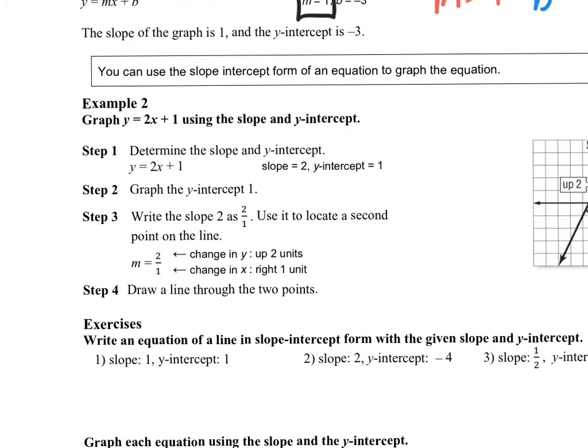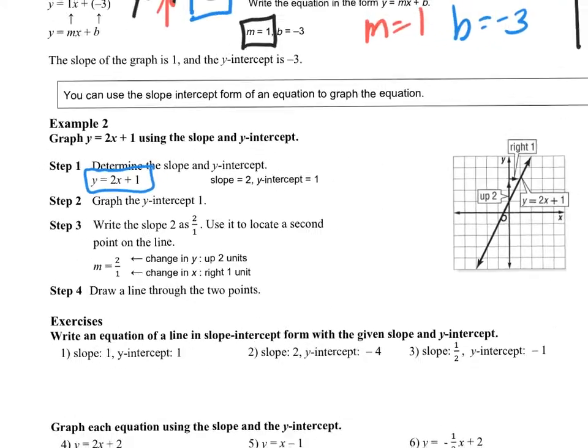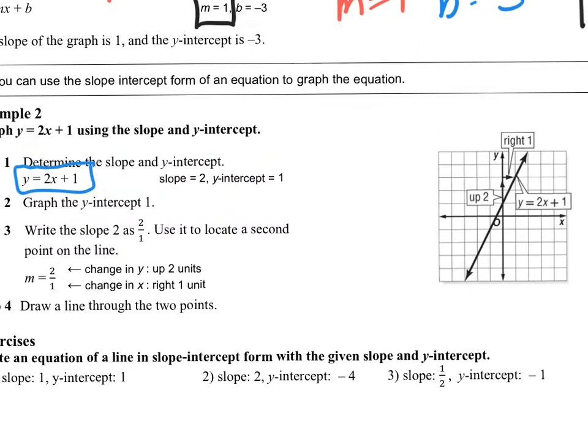You can use slope-intercept form to graph the equation. Right here they have y equals 2x plus 1, and they went over here and graphed it. They said the m is 2 over 1, and the b is 1. Remember when we talked about this back in that 7th grade unit, we said start with your b and plot it on the line. So they started right here, and that's your b.